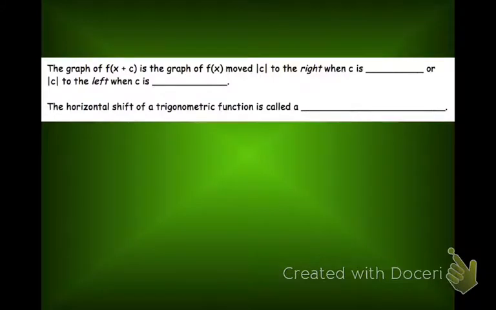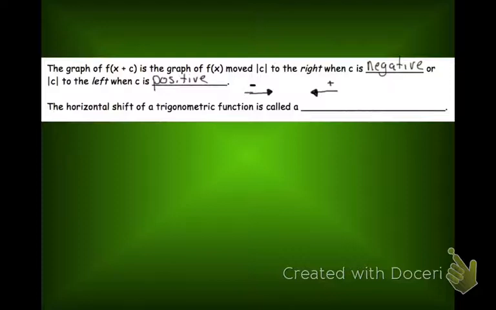So the graph of f of x plus c is the graph of f of x moved c units to the right when c is negative, and c units to the left when it is positive. So a negative c value is going to make you go to the right, which seems a little strange, and a positive c value is going to make you go to the left. Again, that seems kind of backwards because your positives are to the right, but in this case you're actually doing the opposite of what normally happens.